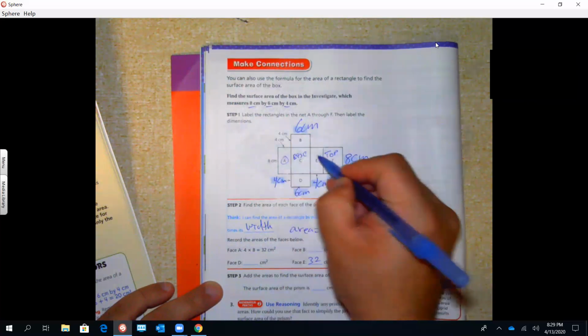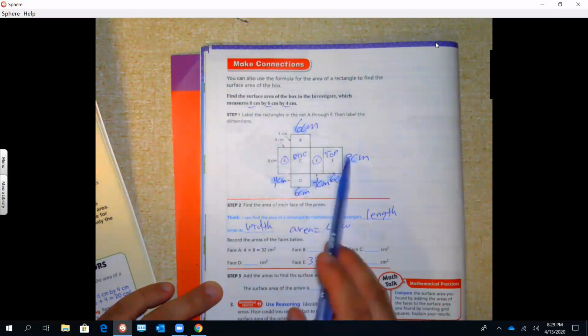So I don't need to go 4 by 2. I just know that this is the same as this one. And C and F, well, that's the bottom, that's the top. So if I know that C and F, so here's F. F is 8 times 6. F is 8 times 6, or 48. So that means that C must also be 48 centimeters squared.